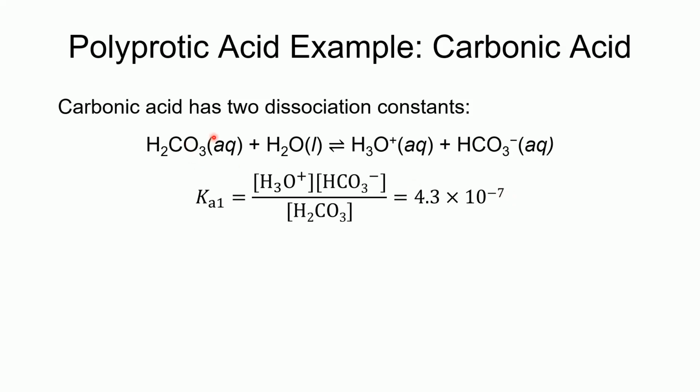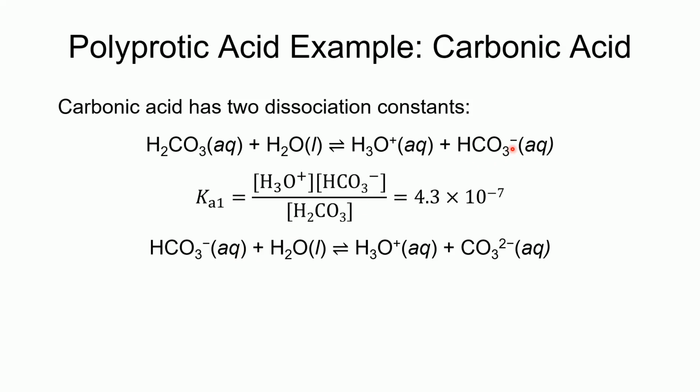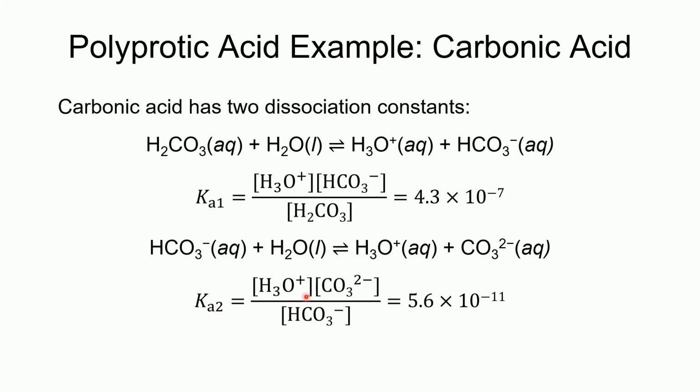For the second dissociation, well, some of that bicarbonate can dissociate in water to give us hydronium plus carbonate ion. And we can write the value for that dissociation constant as well. You'll see here that it's different by 4 orders of magnitude. So if you just have carbonic acid, there's almost none of the carbonate going to be present. I mean, there's going to be a small amount of bicarbonate present, but hardly any of the carbonate present. And that's what that tells you.